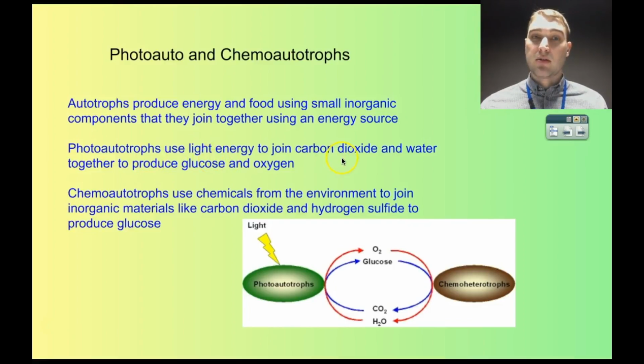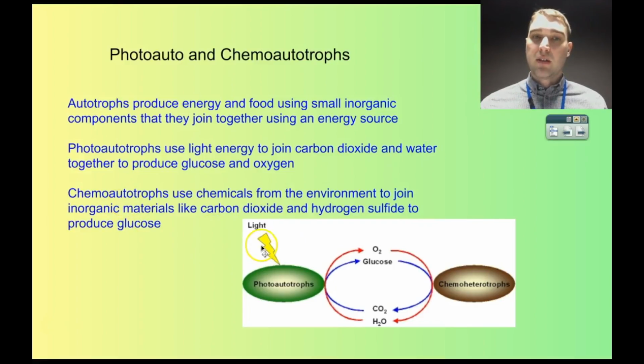They use light to join carbon dioxide and water together to make glucose. So carbon dioxide and water are both small inorganic compounds. You react them together using the light to run the reactions that make the glucose, which is an organic compound, so it's a large organic compound. You also get oxygen as a waste product, and we'll talk about the waste product later on.